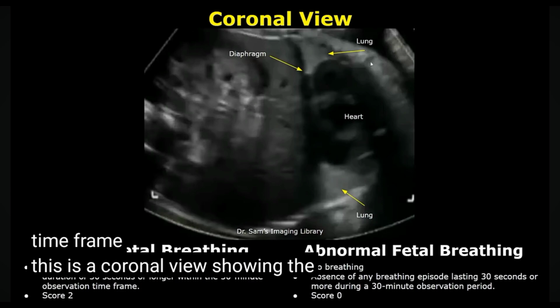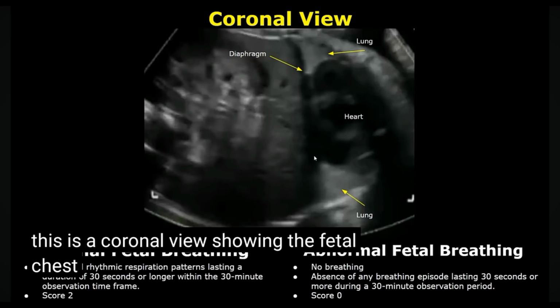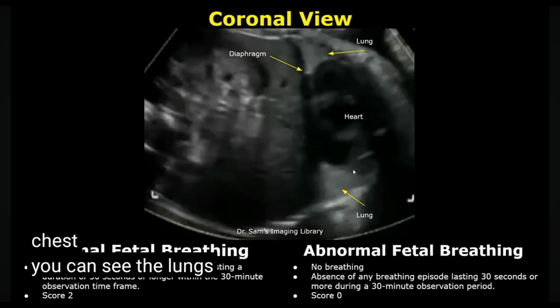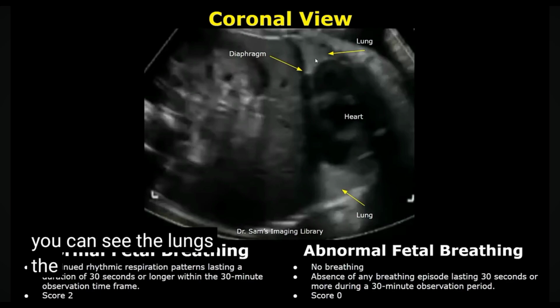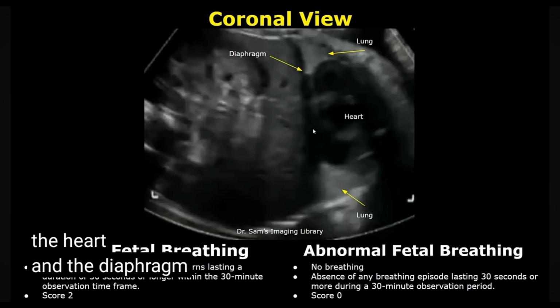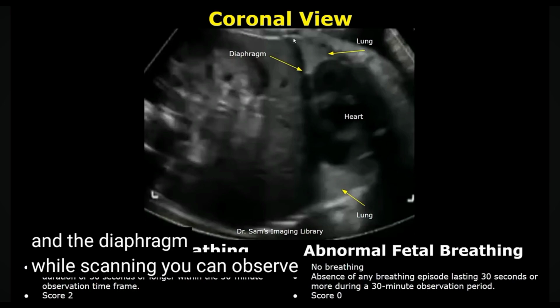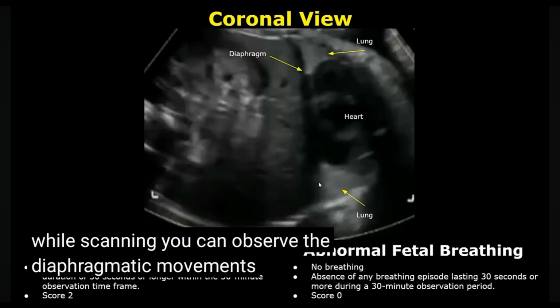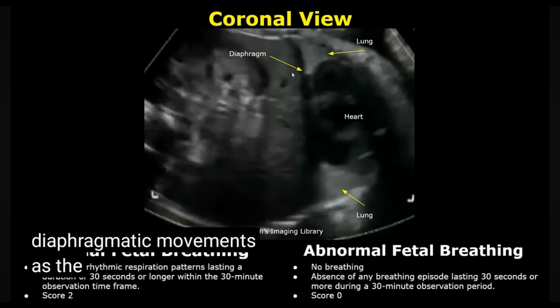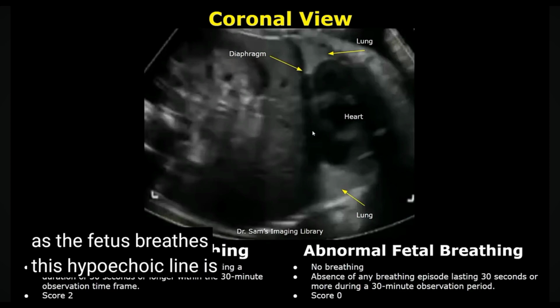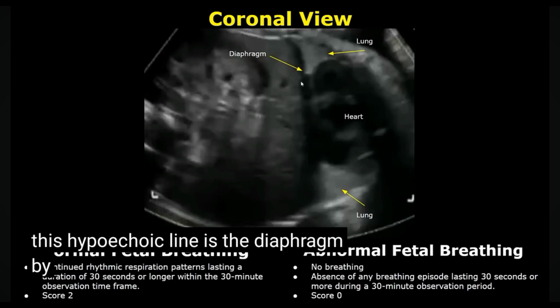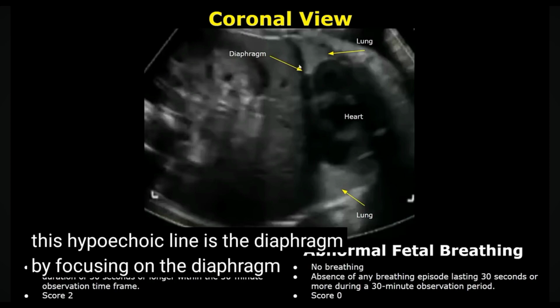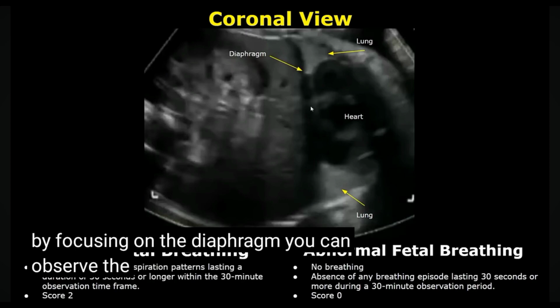This is a coronal view showing the fetal chest. You can see the lungs, the heart, and the diaphragm. While scanning, you can observe the diaphragmatic movements as the fetus breathes. This hypoechoic line is the diaphragm. By focusing on the diaphragm, you can observe the fetal breathing.